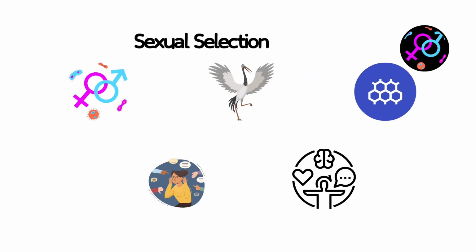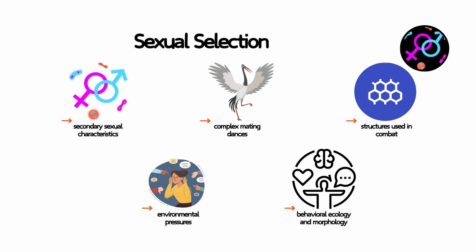Sexual selection leads to the development of secondary sexual characteristics, which can be extreme and sometimes bizarre. These characteristics can include elaborate coloration, complex mating dances, or structures used in combat. While these features might make an individual more vulnerable to predators or other environmental pressures, their benefits in terms of attracting mates and producing offspring outweigh these risks. This theory enriches our understanding of how evolutionary forces shape not just survival but also reproductive strategies, influencing the behavioral ecology and morphology of species in a profound way.